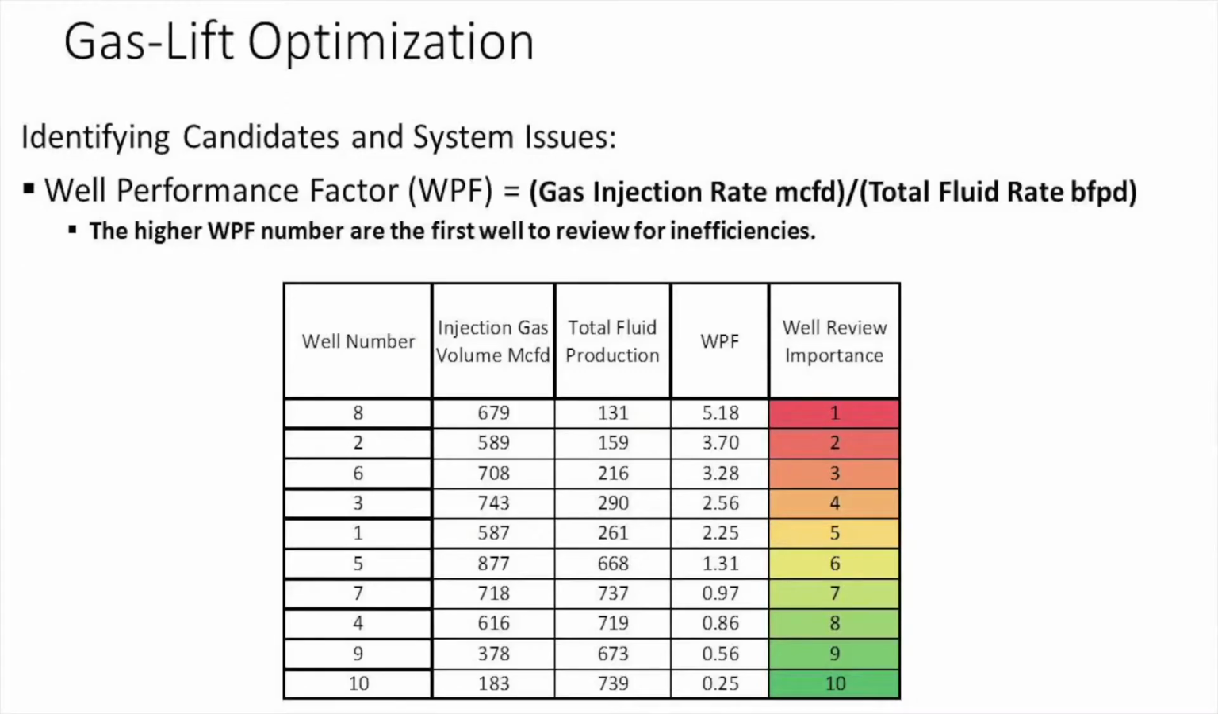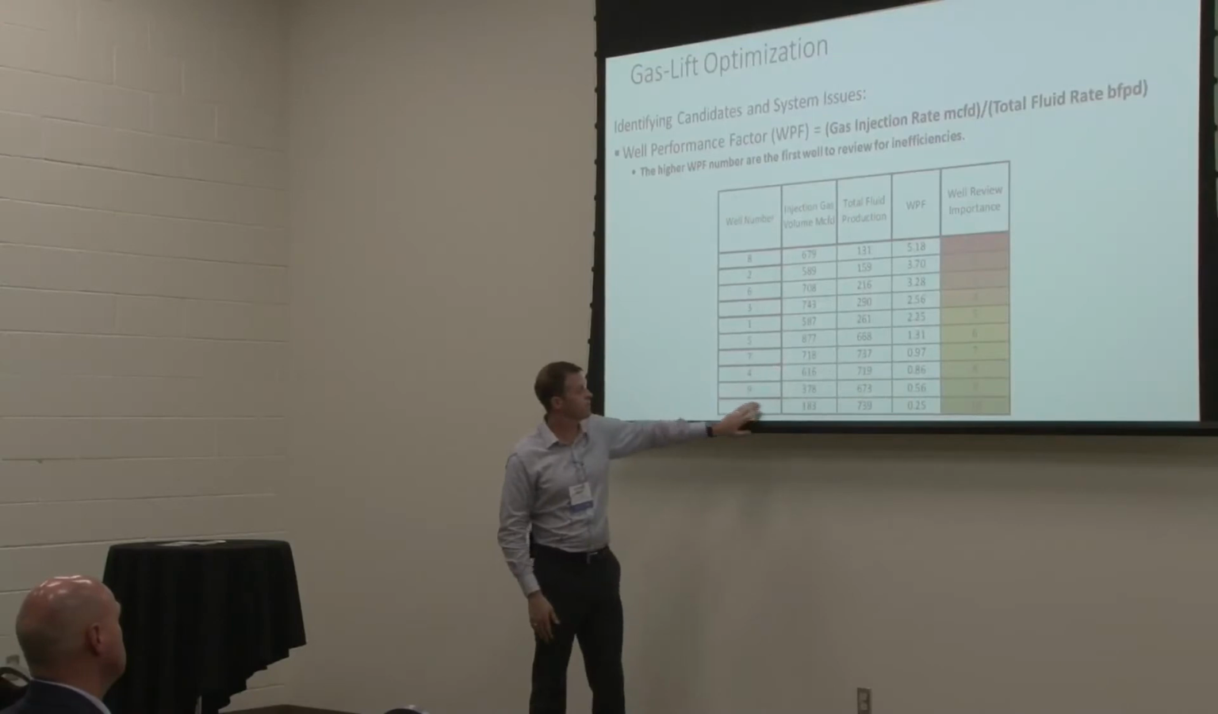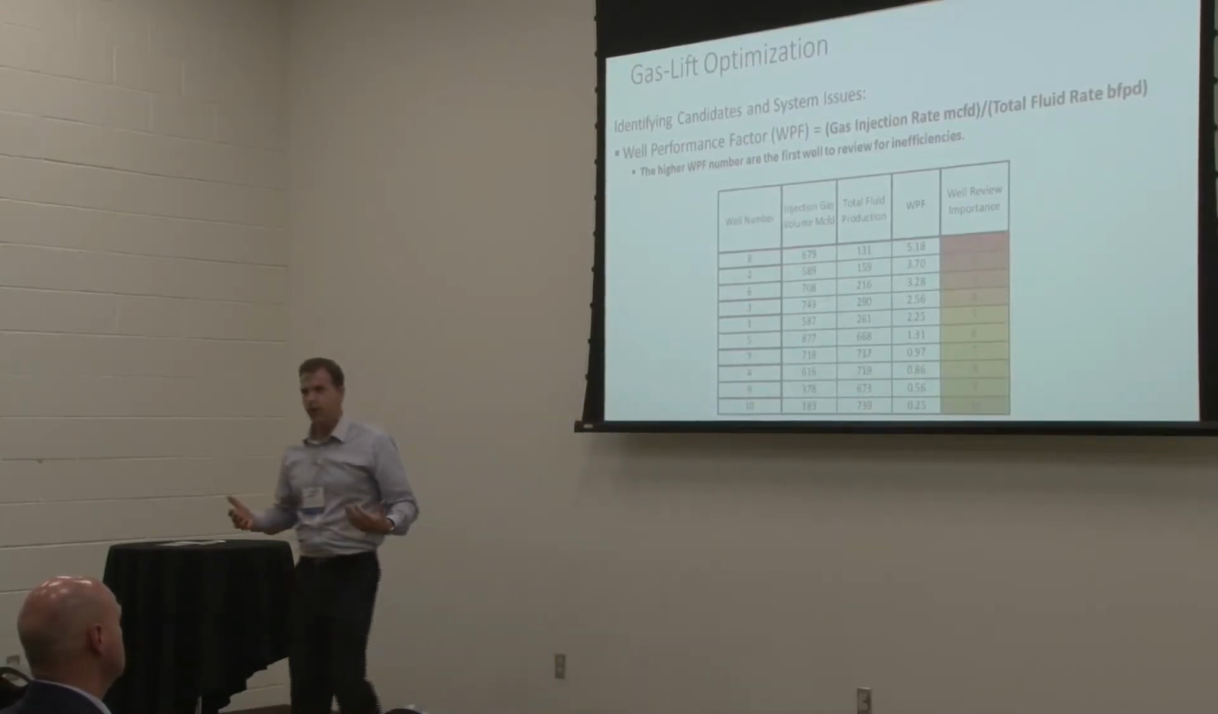So here's just an example slide where we took a segment of 10 wells based off of our total gas injection volume versus total fluid production. And we're able to prioritize them based off of that differential to give us an idea on which wells we need to review first and which wells we need to review last on the list. And so that gives us an idea where to start.